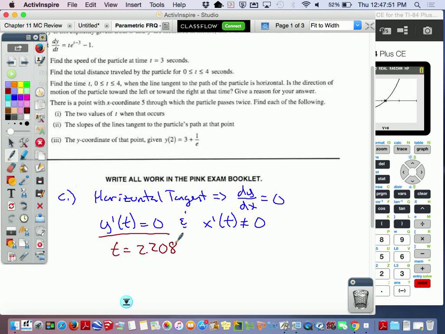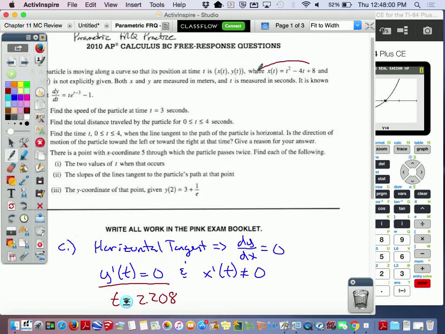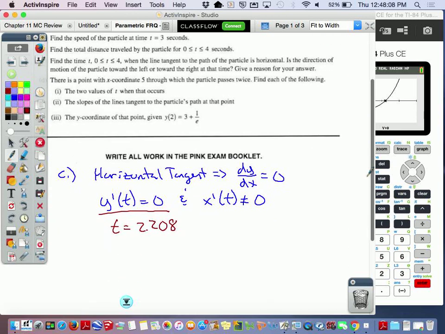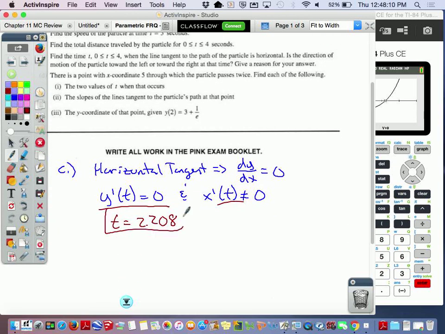Now, we need to verify that if we plug 2.208 into x prime of t, that it does not equal 0. Just by taking a look back at this function, x prime of t is equal to 2t minus 4. We don't have to worry about this being true. So x prime of t is not equal to 0 at t equals 2.208.